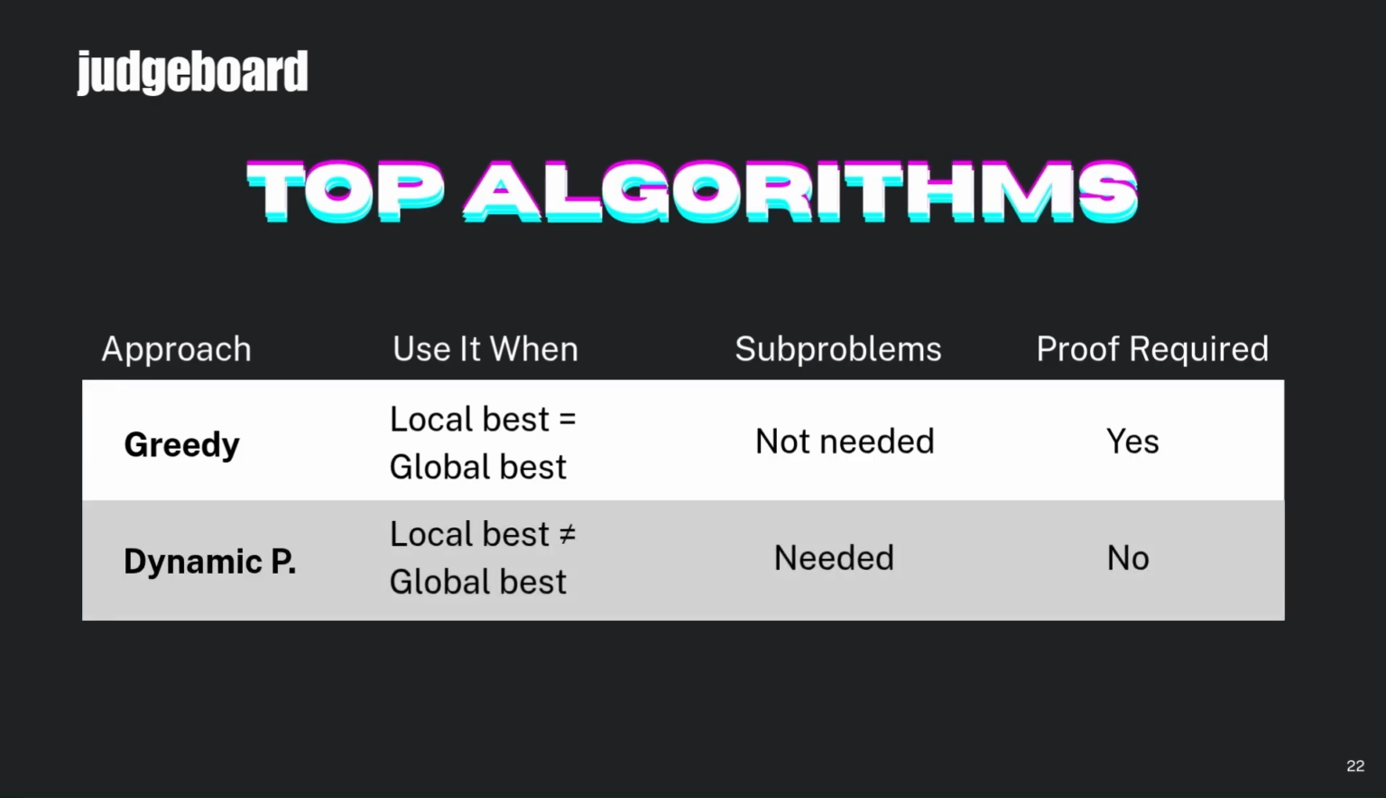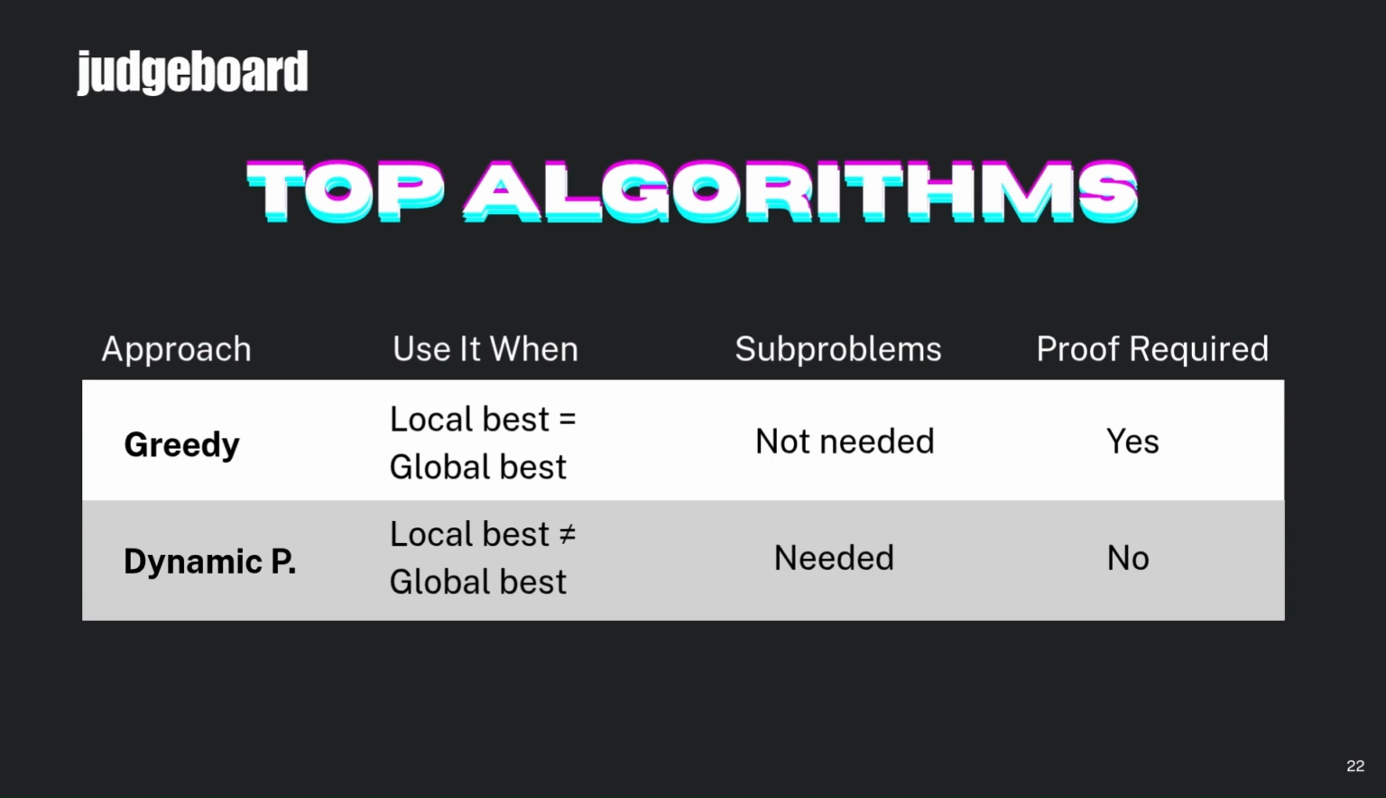Now that we have seen both coin change in the previous video, where greedy fails, as you remember, and activity selection, where greedy is perfect, let's summarize when each approach is appropriate. We need to use greedy if local best means global best. If it is not, then we should use dynamic programming.